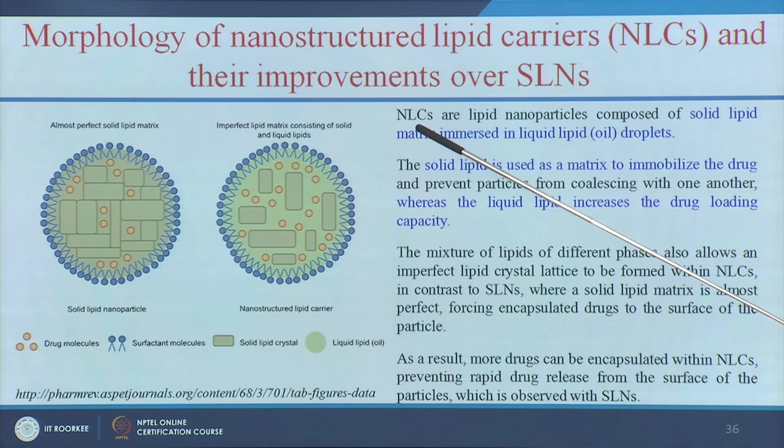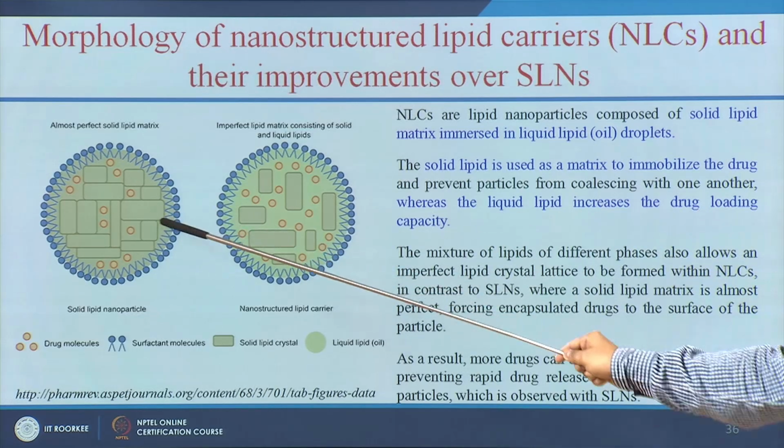So, let us see the morphology of nanostructured lipid carriers and their improvements over SLNs. Here the nanostructured lipid carriers are lipid nanoparticles composed of a solid lipid matrix immersed in liquid lipid droplets, okay. The solid lipid is used as a matrix to immobilize the drug, and it will prevent the particles from coalescing with one another, and the liquid lipid increases the drug loading capacity.